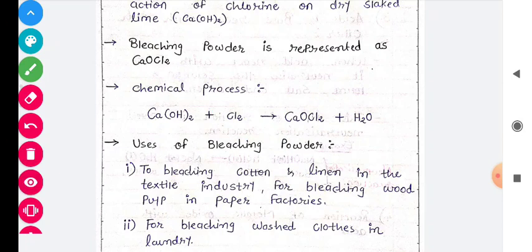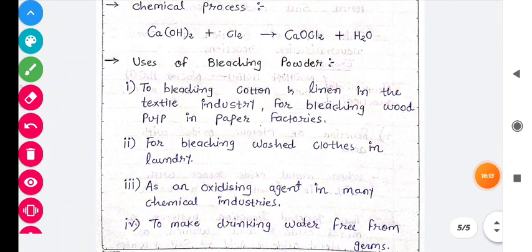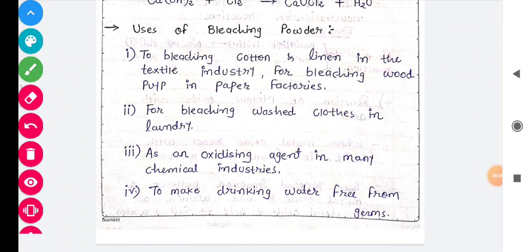Okay. Then after, now we will study about the use of bleaching powder. The first use is to bleaching cotton and linen in the textile industry, for bleaching wood pulp in paper factories. So first, as I already told you, that to bleach means to whiten something. So to provide a whiteness to the cotton cloth or to the linen cloth, it is utilized in a textile industry. Second, to make a wood pulp for making a paper, such a white type paper. So for that purpose they are using the bleaching powder.